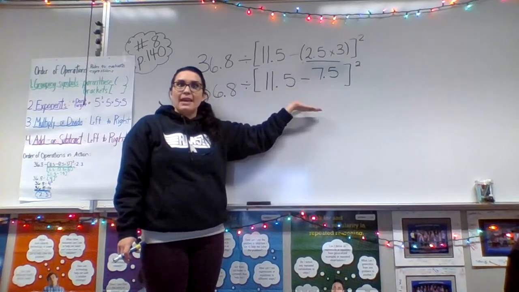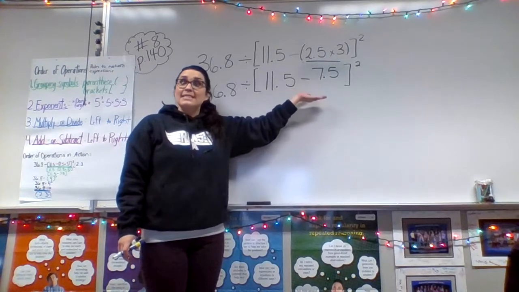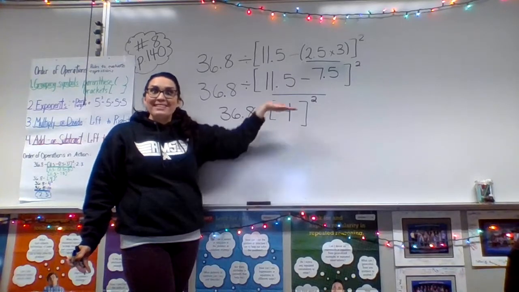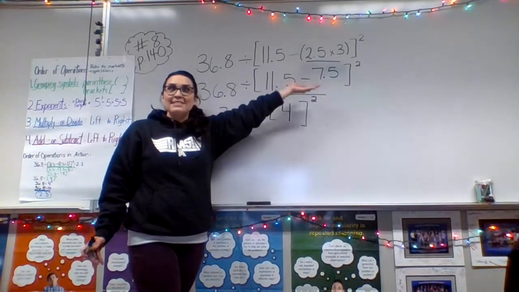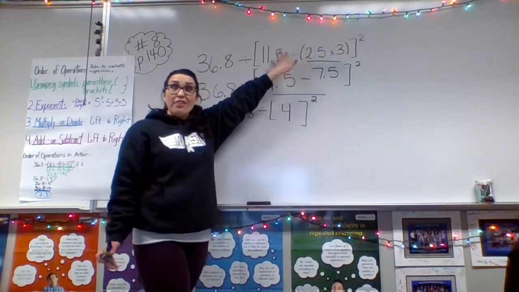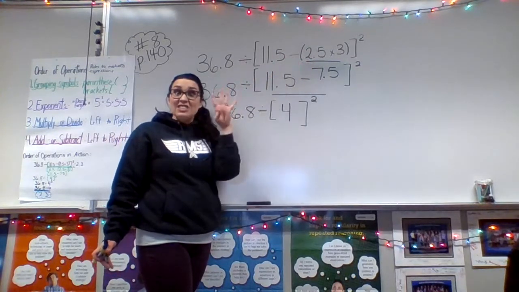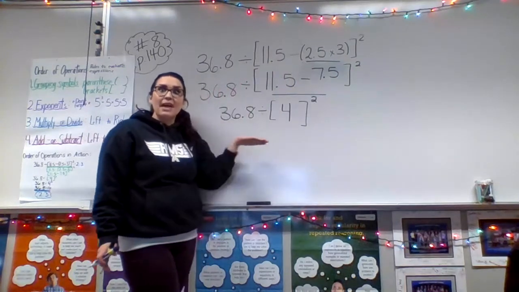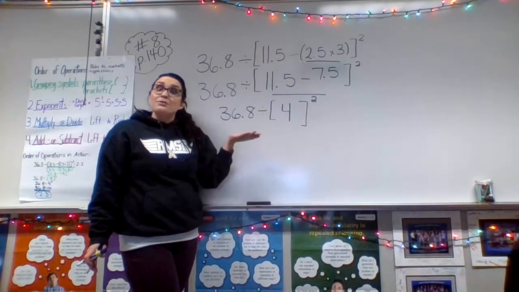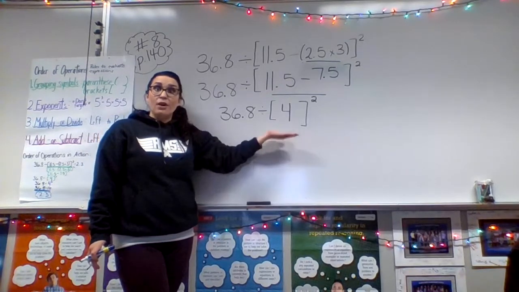We have this bracket. So now I need to figure out, what's 11 and 5/10 minus 7 and 5/10? Did you say 4? You're totally right. So when we take 11 and 5/10 minus 7 and 5/10, our answer is 4. That means that the value of all this inside this bracket, when we use the order of operations to solve it, is just 4, my friends. So now our new problem is 36 and 8/10 divided by 4 to the second power.